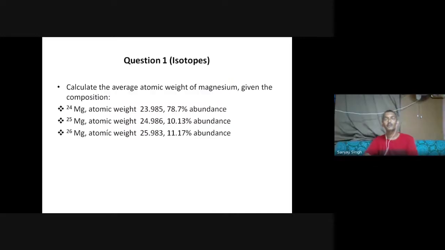I hope everyone is able to see the screen. Team, are you able to see the screen?